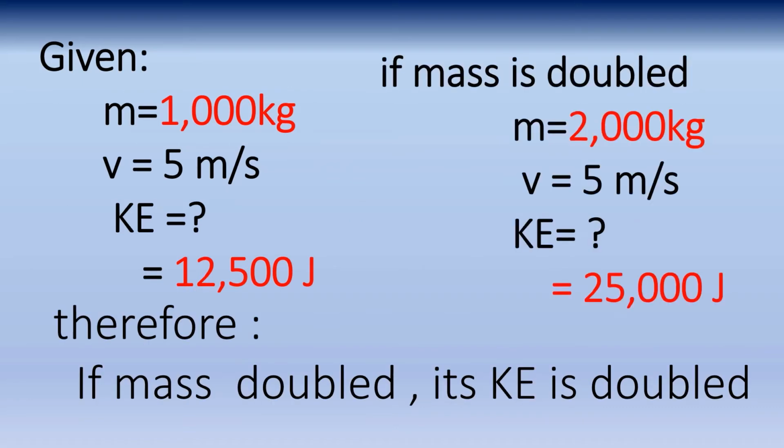So if the mass is doubled, this is the result. Take note that if the mass is only 1,000 kilograms, its kinetic energy is 12,500 J. But if we double the mass, which becomes 2,000 kilograms, the kinetic energy now becomes 25,000 J. So if the mass is doubled, its kinetic energy also is doubled.